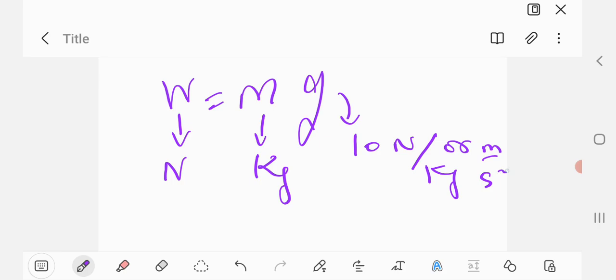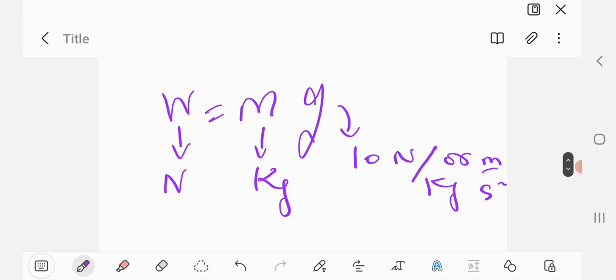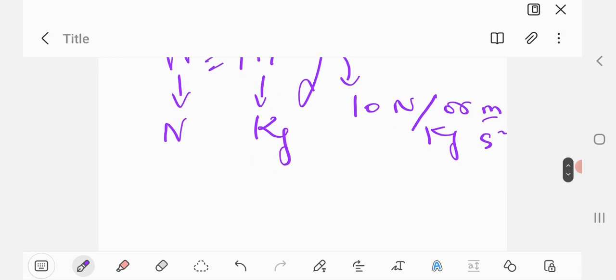By using this formula, you can easily calculate the weight, and you can easily calculate the mass as well. You can also find the gravitational field strength on a planet if you know the weight and the mass.